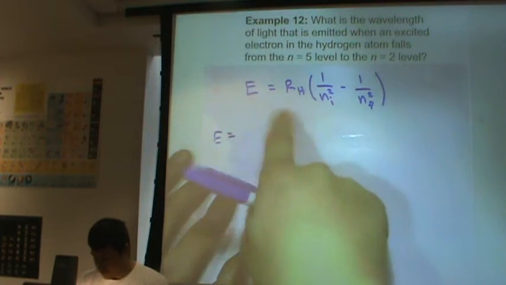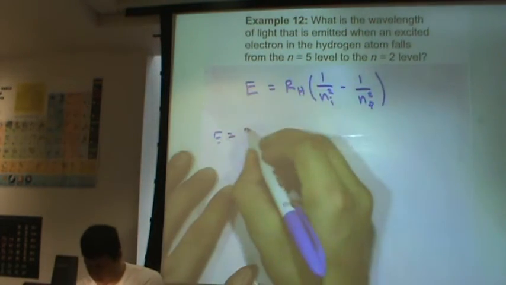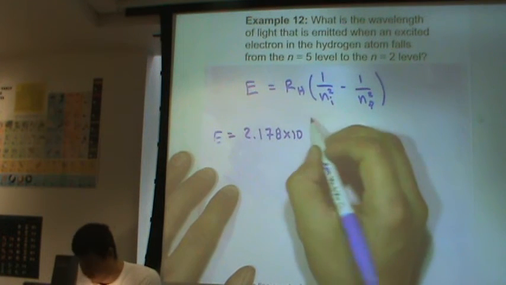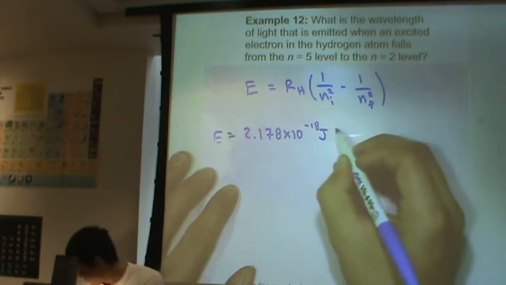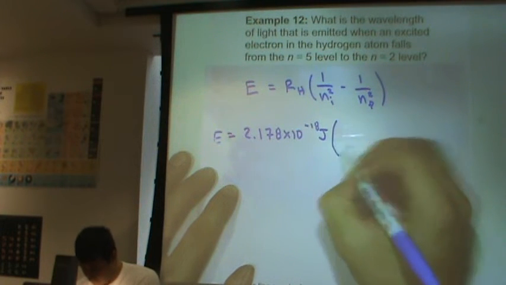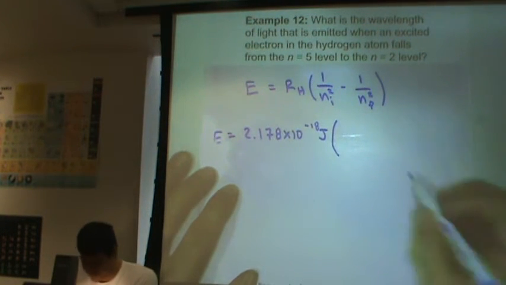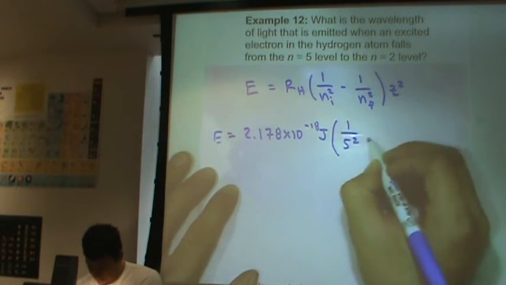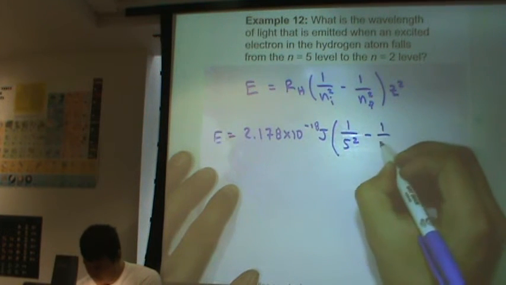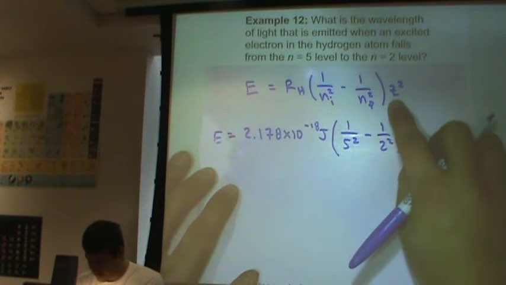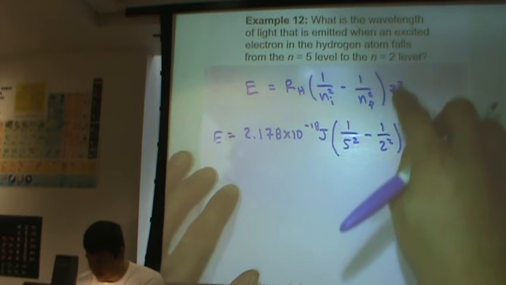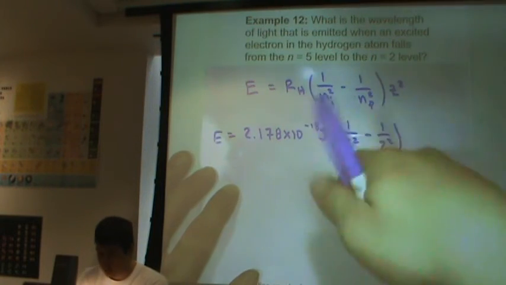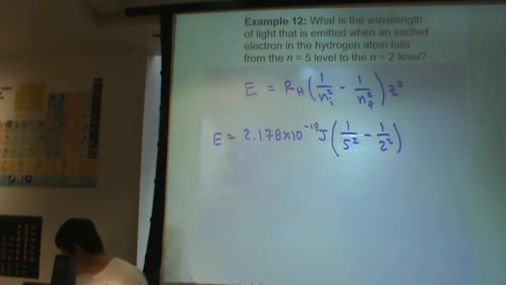So Rydberg's constant, which is going to be given to you in the exam, is 2.178 times 10 to the negative 18th joules. We're going from n equals 5 to n equals 2. And Z squared is the atomic number of our element. We're dealing with hydrogen, so this is just going to be 1 squared, which is just 1. So I'm not even going to bother putting it there. It's invisible, it's there. Remember, we're lazy, we don't like writing things in.